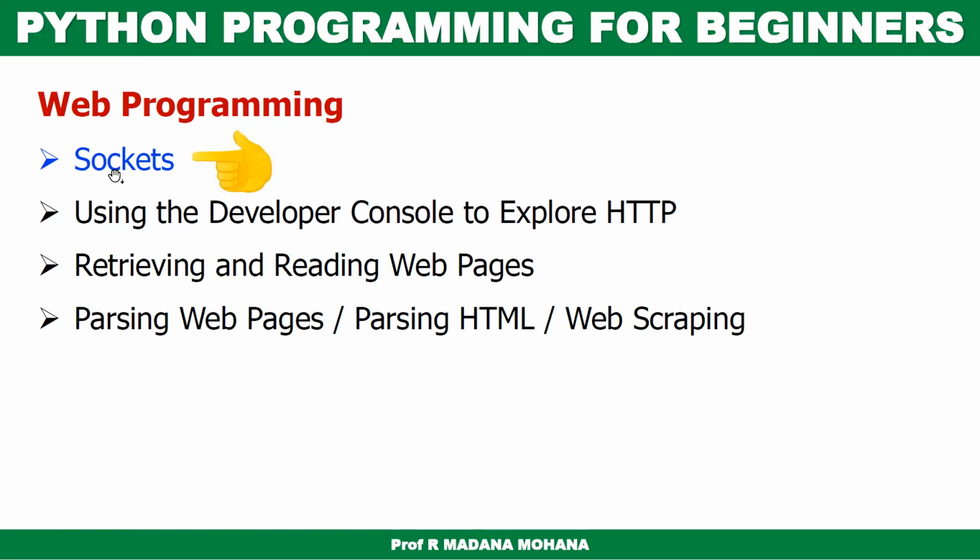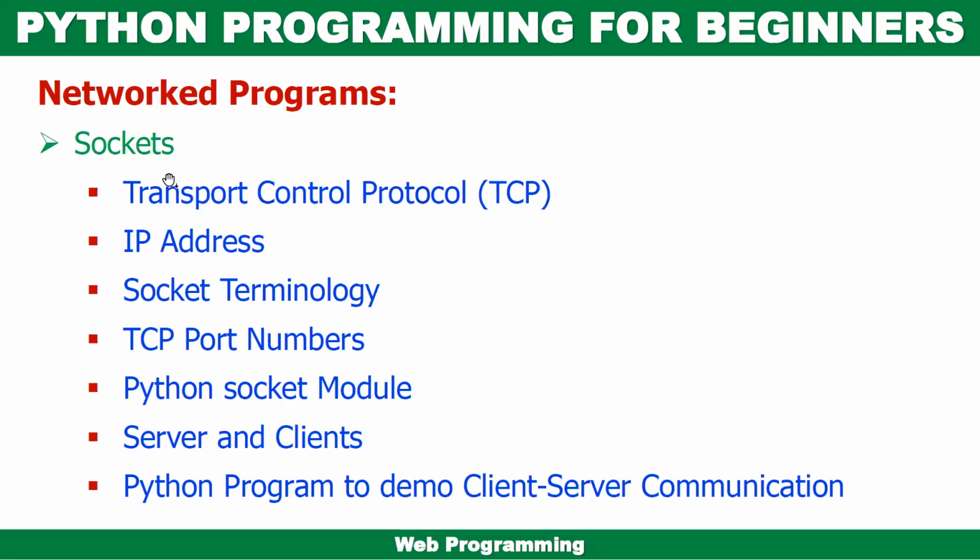First, we will discuss the first part of web programming, which is sockets. In sockets, we will cover the network programs concept. First, we will see the TCP protocol, which stands for Transport Control Protocol. Then IP address, then the terminologies used in socket, then TCP port numbers, then the Python socket module, server and clients. Finally, we will demonstrate one Python program to implement client-server communication using socket.